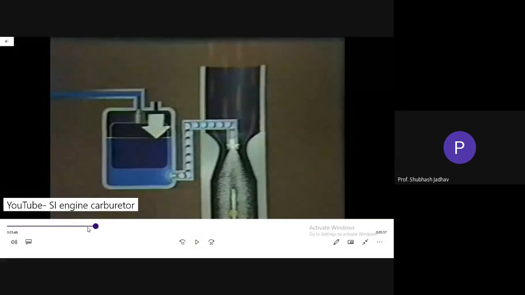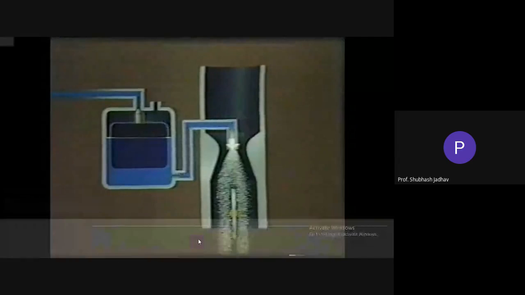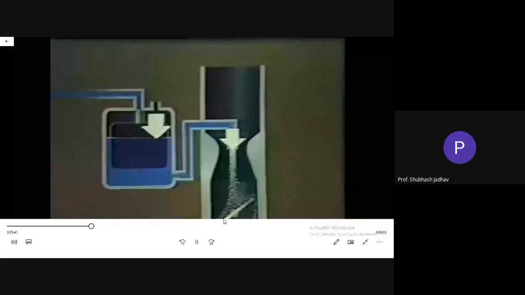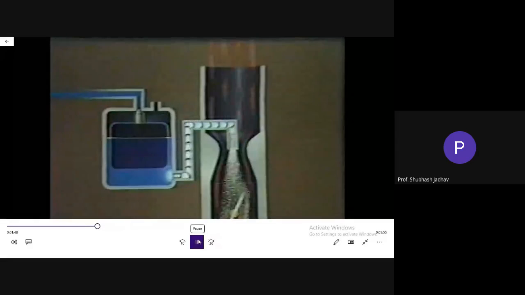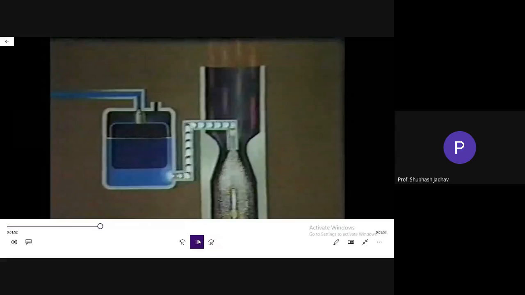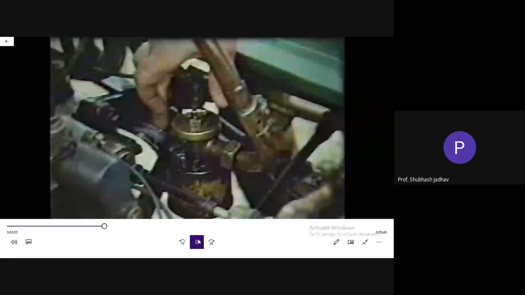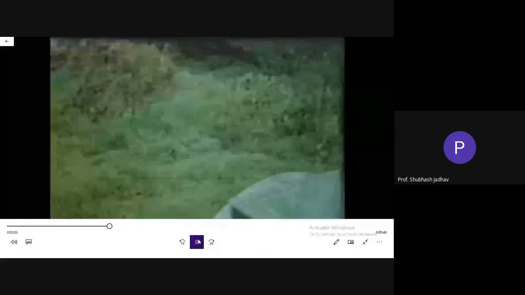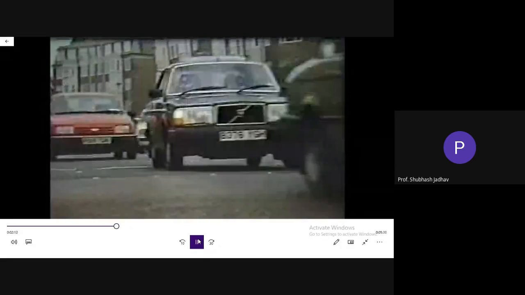Once again, you can see the pressure difference created as the throttle opens and closes, and the amount of fuel coming in changes. So this is a simple carburetor. Such a carburetor is generally used, but when used in an actual vehicle, the conditions are somewhat different.